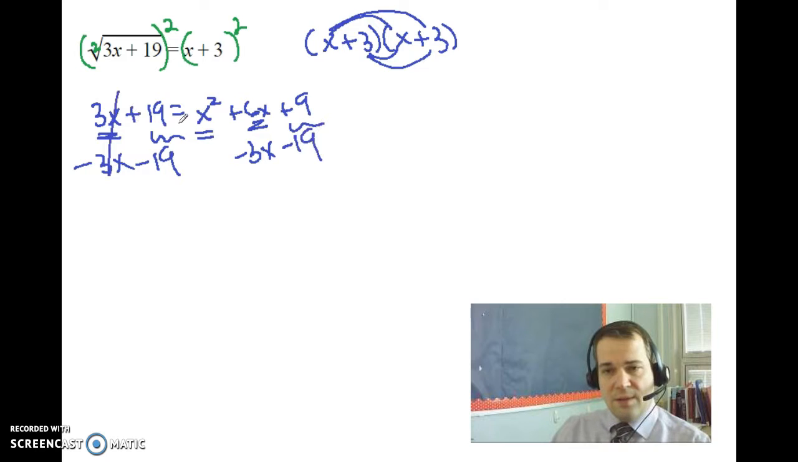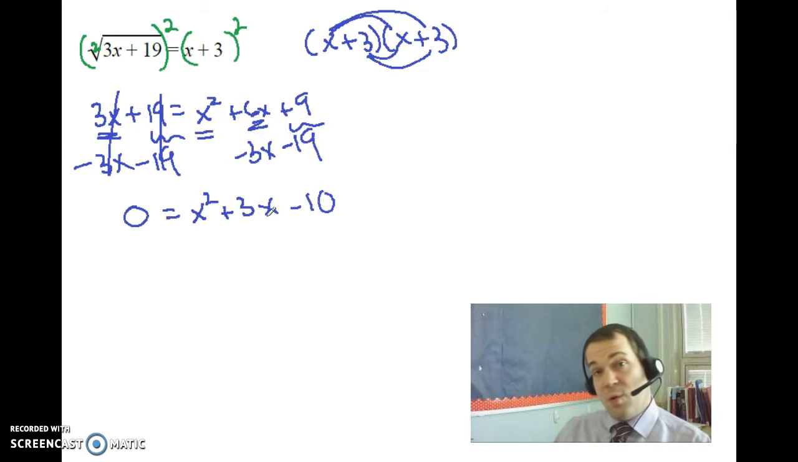So these cancel, and I get 0 on the left equals x squared. These combine to make a positive 3x. These combine to make a negative 10. I have a quadratic. It's going to be factorable, most likely. If you don't like to factor, you can use the quadratic formula. If you can't factor it, you can definitely use the quadratic formula.